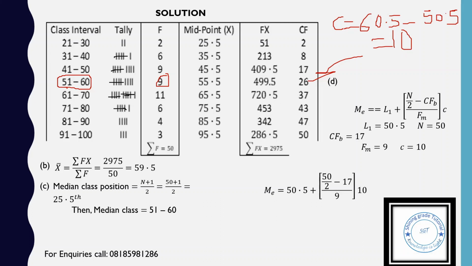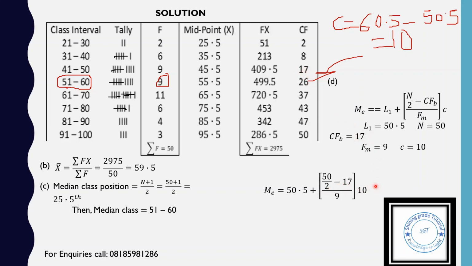So apply the formula. L1 is 50.5 here, plus N, which is 50, over 2, minus CFB, the cumulative frequency before the median class. This is the median class, and this is the class before the median class. So its cumulative frequency is 17. So CFB is 17. That is how we get our CFB.